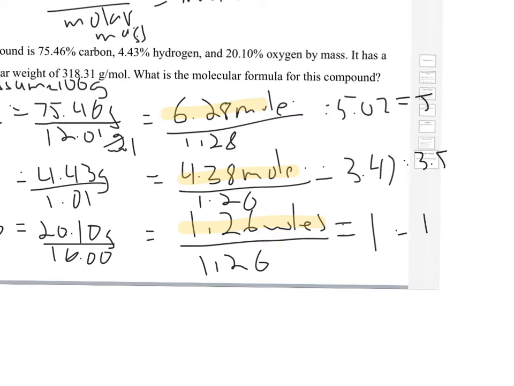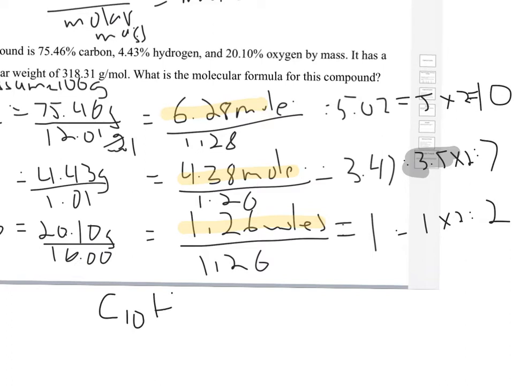Well, we still can't have this. We can't have a half number. So what we are going to do is, well, how do I make half numbers whole? I multiply by 2. And I multiply by 2, and I multiply by 2, and that's going to give us 2, 7, and 10. So that'll help us out a little bit. So right now what we have is C10, H7, and O2. Okay, so that is our empirical formula.